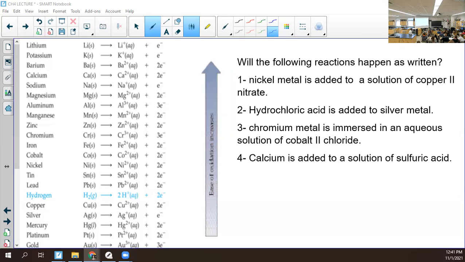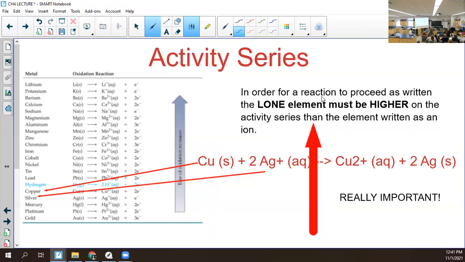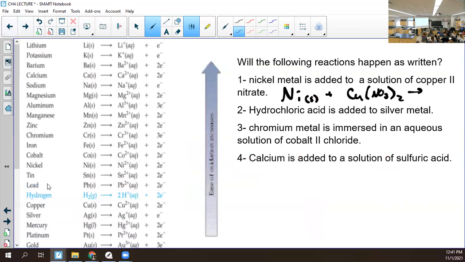All right, I'm going to move on pretty quick. You ready? Okay, so it may help to write them out. You don't have to, but I'm going to. Nickel metal, that's Ni solid, right? Plus copper 2 nitrate, Cu(NO3)2. So coming back to here. In order for the reaction to happen, the lone element, which was nickel, must be higher than copper, right? Where's nickel? Right here. Is it above copper? Yes.